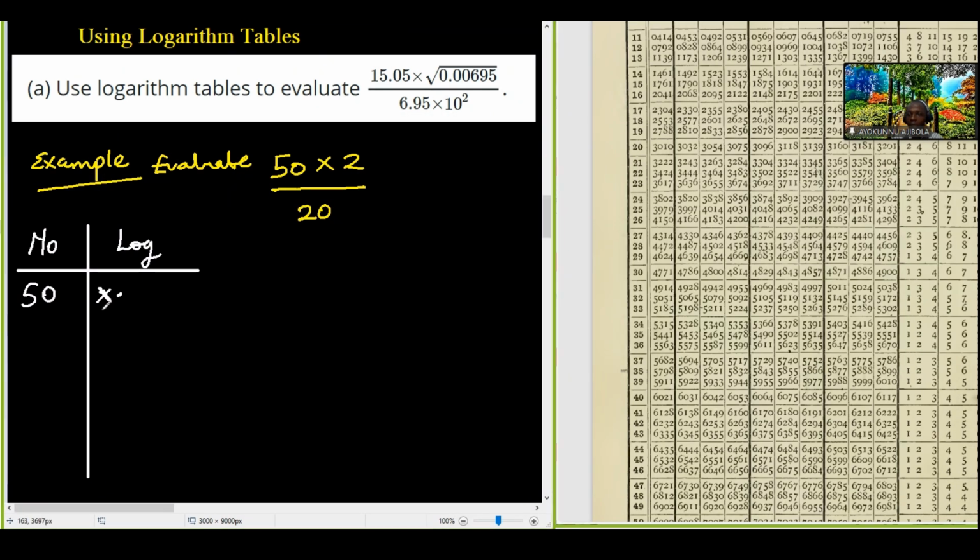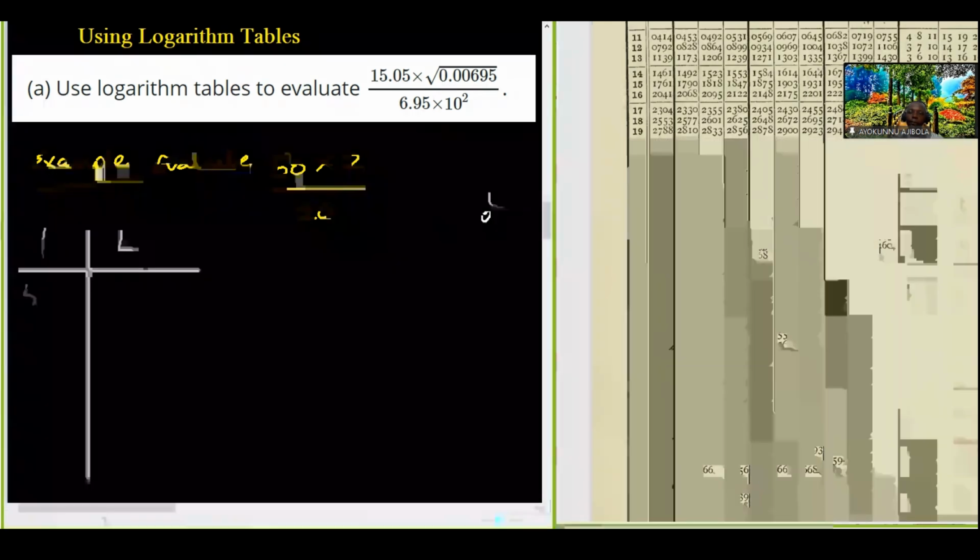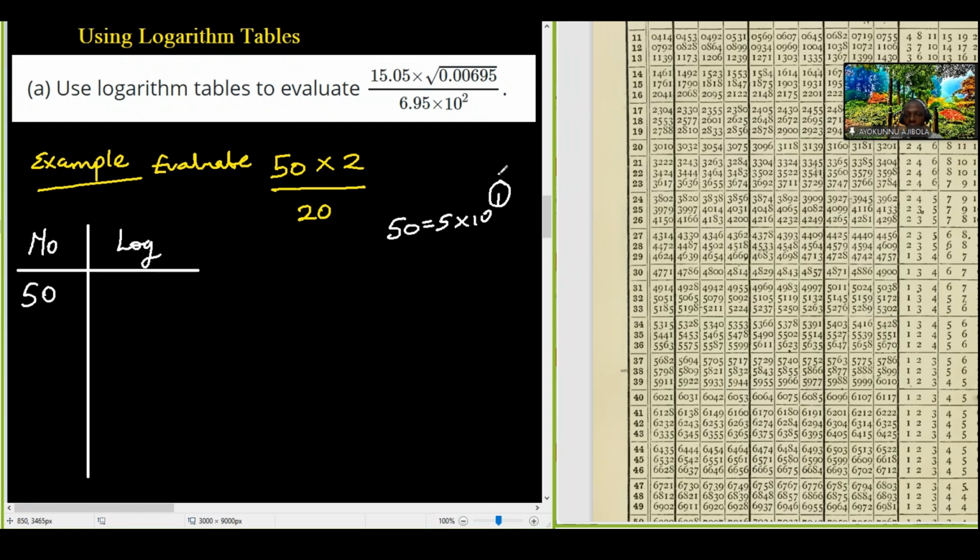How will I get this character? Where will it come from? Let me explain. Just look at the 50 and change it to standard form. This will be 5 times 10 raised to power 1. Okay? The power 1 is the character that I'm looking for. We call it the integer. So the character is 1. Yes or no?